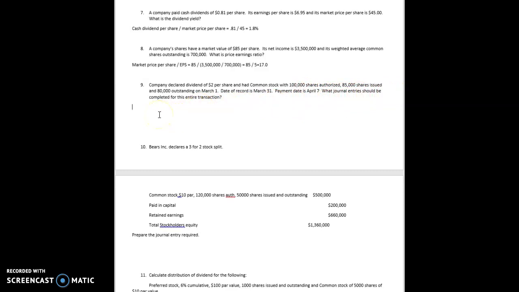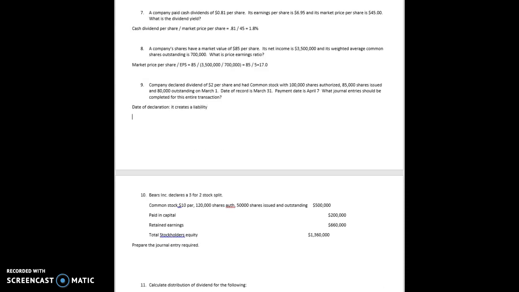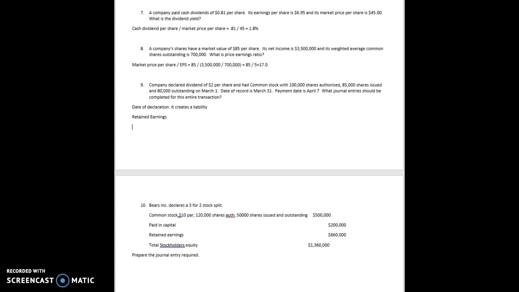All right, well, we have the date of declaration, and it creates a liability. So our entry for the date of declaration, we are going to be debiting retained earnings and crediting common dividends payable. But we have to figure out for how much. So let's see what kind of a liability this created.